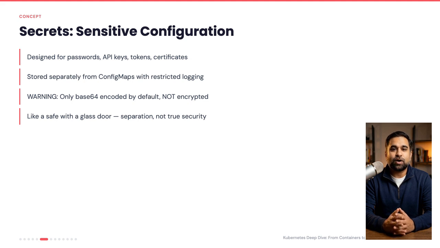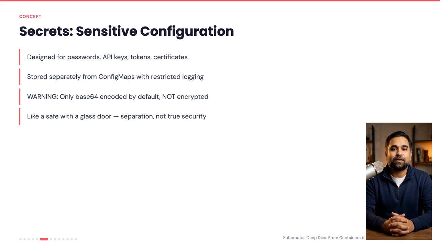Let's apply this to our cluster using kubectl apply with our config map file. You can verify it was created by running kubectl get config map database-config with output set to YAML. You'll see your configuration data stored in the cluster, completely separate from any deployment.